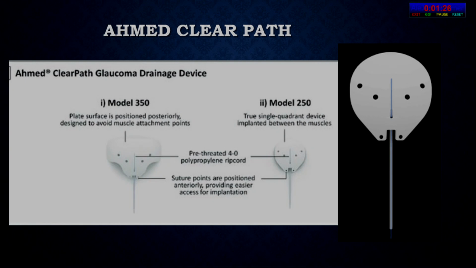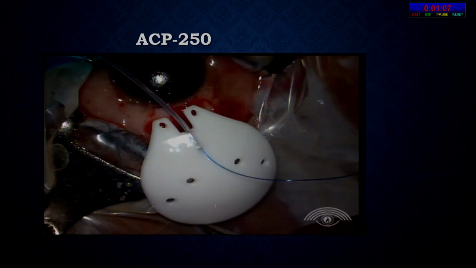Finally, a few points about Ahmed ClearPath. It is available in two sizes. One is model 350 and other is model 250. Almost the technique is same as that of RD. The two things we have to notice here is it has its own pre-threaded 4-0 polypropylene ripcord stenting, and also the suture points are positioned much anteriorly when compared to RD.